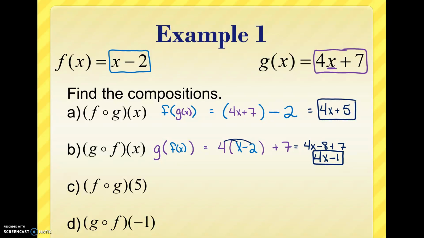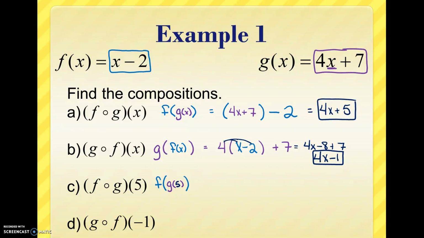Now notice, we did f of g of x and then g of f of x. We did them reversed. Did we get the same answer? No. So f of g of x and g of f of x are not the same thing. The order matters. In C, they want us to do f of g of 5. It can also be written this way, f of g of 5.